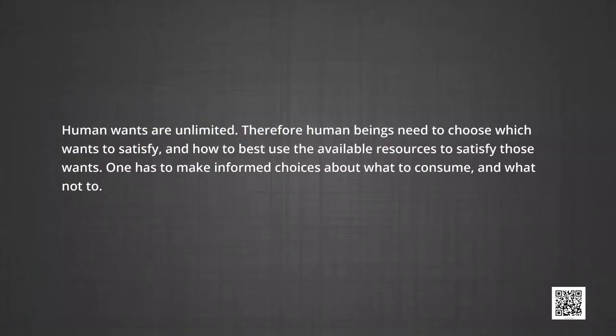With the resources that one has, all the wants of an individual cannot be fulfilled at any given point of time. Therefore, human beings need to choose which wants to satisfy and how best to use the available resources to satisfy those wants. One has to make informed choices about what to consume and what not to consume. For example, if you have 100 rupees as pocket money every month and you love to consume ice creams, chocolates, biscuits, how should you spend the rupees 100 such that you get the most out of your money?